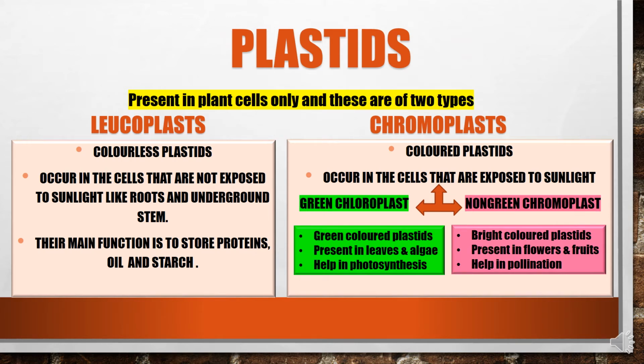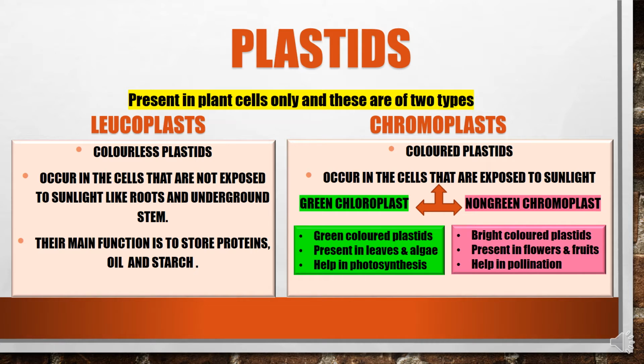The next important organelle is present mainly in plant cells. They are absent in animal cells, mainly present in plant cells, and algae also. These are of two types, leucoplasts and chromoplasts. Leucoplasts are colorless plastids, इनका कोई color नहीं होता, whereas chromoplasts are colored plastids. Leucoplasts occur in cells that are not exposed to sunlight, means underground parts हैं plants के, वहाँ पर ये plastids mainly present होते हैं, for example roots and underground stem, and their main function is to store proteins, starch and oils.